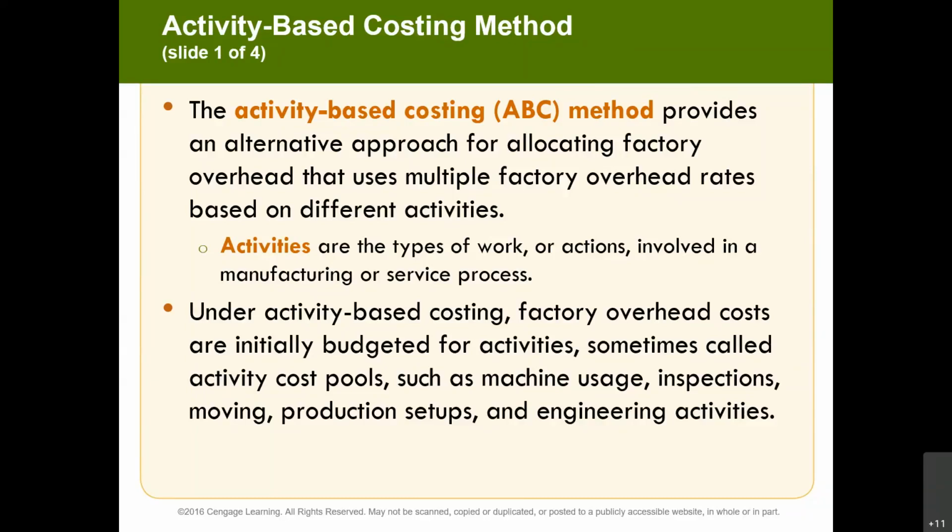Under activity-based costing, factory overhead costs are initially budgeted for activities. These are oftentimes called activity cost pools. These are budgets for each activity. Activities would include things like machine usage, inspections, like quality inspections, moving products from one stage to another, and production setups.